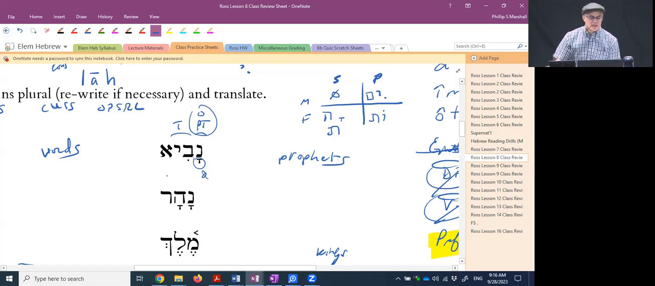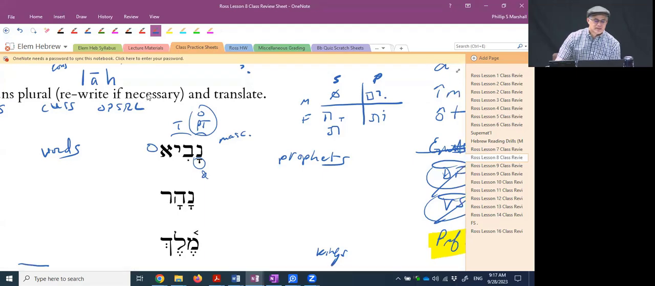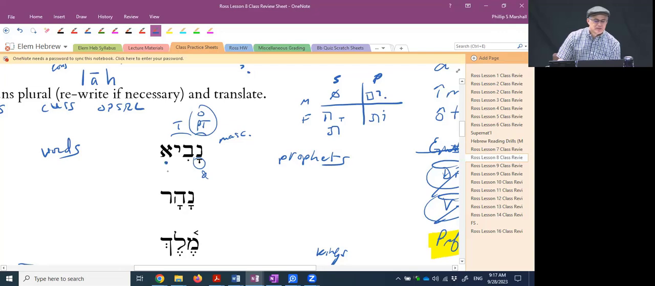But if I want to make this plural, I have to know if this word prophet is masculine or feminine. Which is it? That's masculine. How do I know that without knowing anything else? There's no ending, right? There's no qamets he or final tav. So that's a masculine singular noun. How do I make masculine singular nouns plural? I add what? Im, which is hireq under the final consonant, yod, hireq yod, right? And then mem.